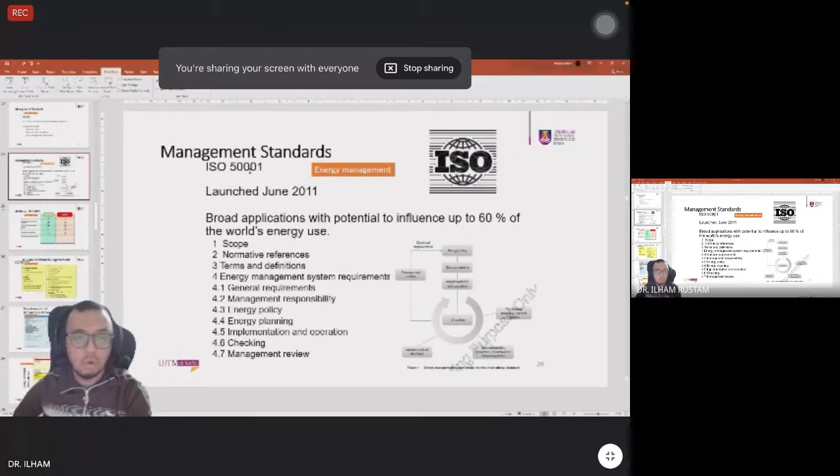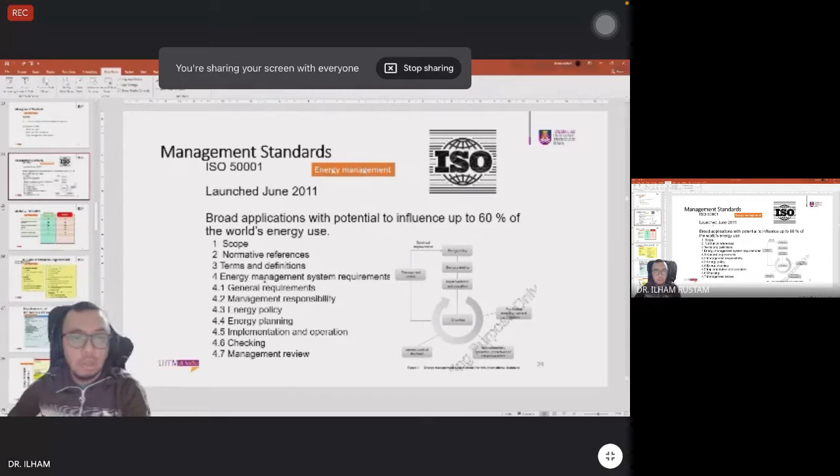I don't know how to pronounce it better, but I think 5001 is suited. So ISO 50001, which was launched in June 2011, basically covers a broad application to potentially reduce 60% of the world's energy use. So it covers scope, normative references and whatnot. These are all in its file.